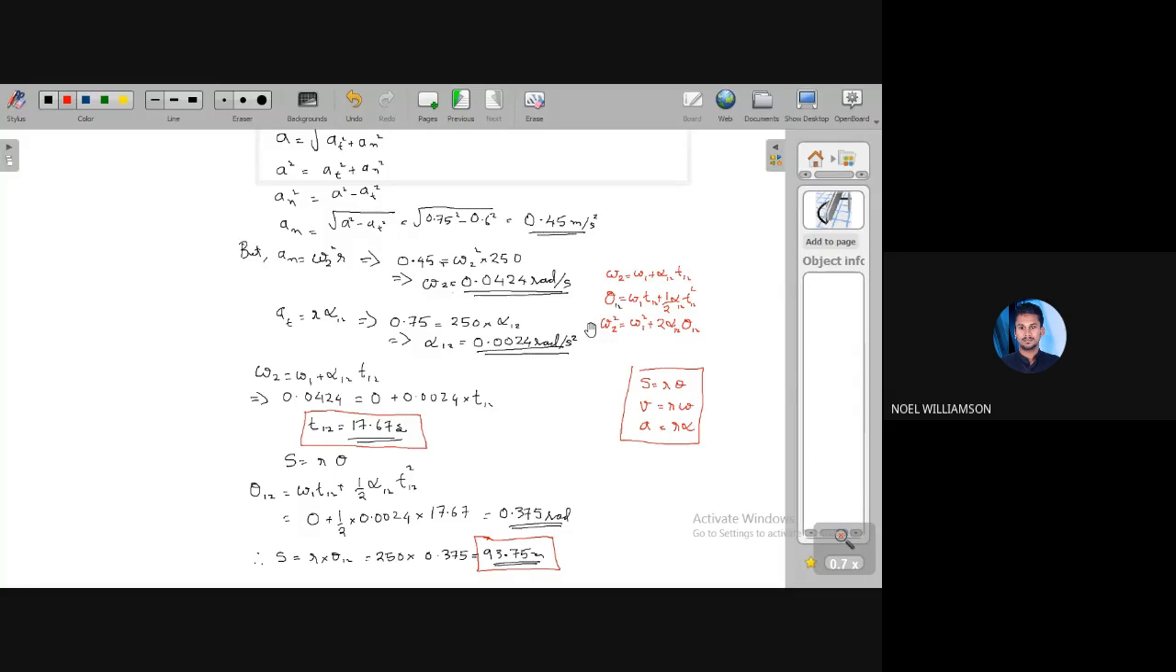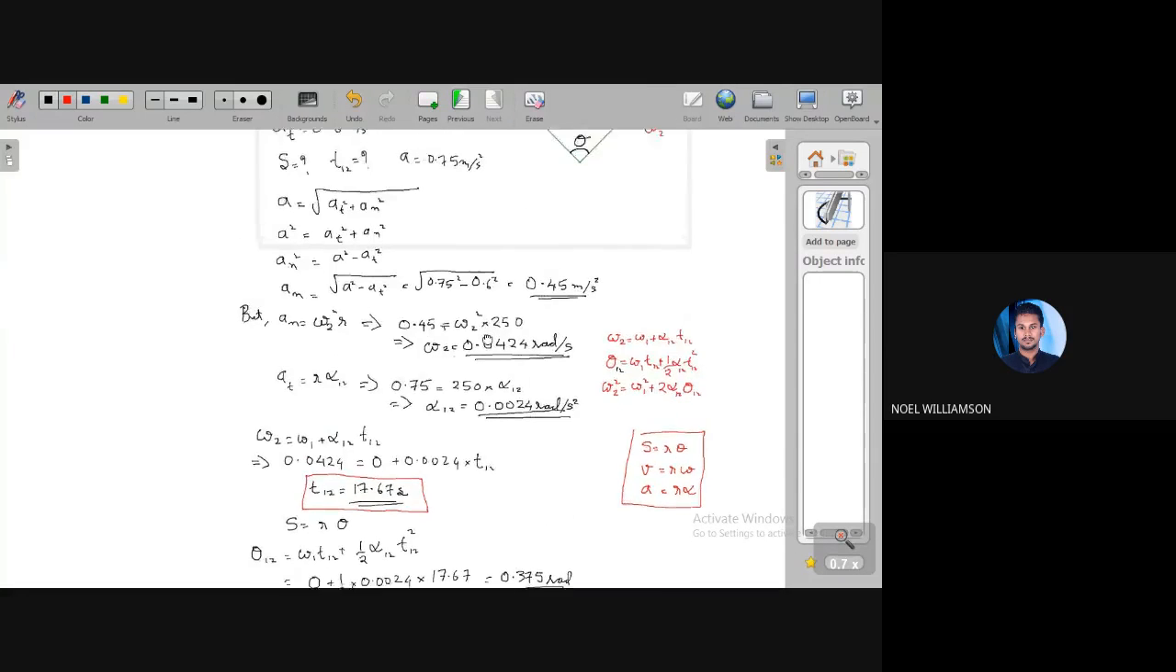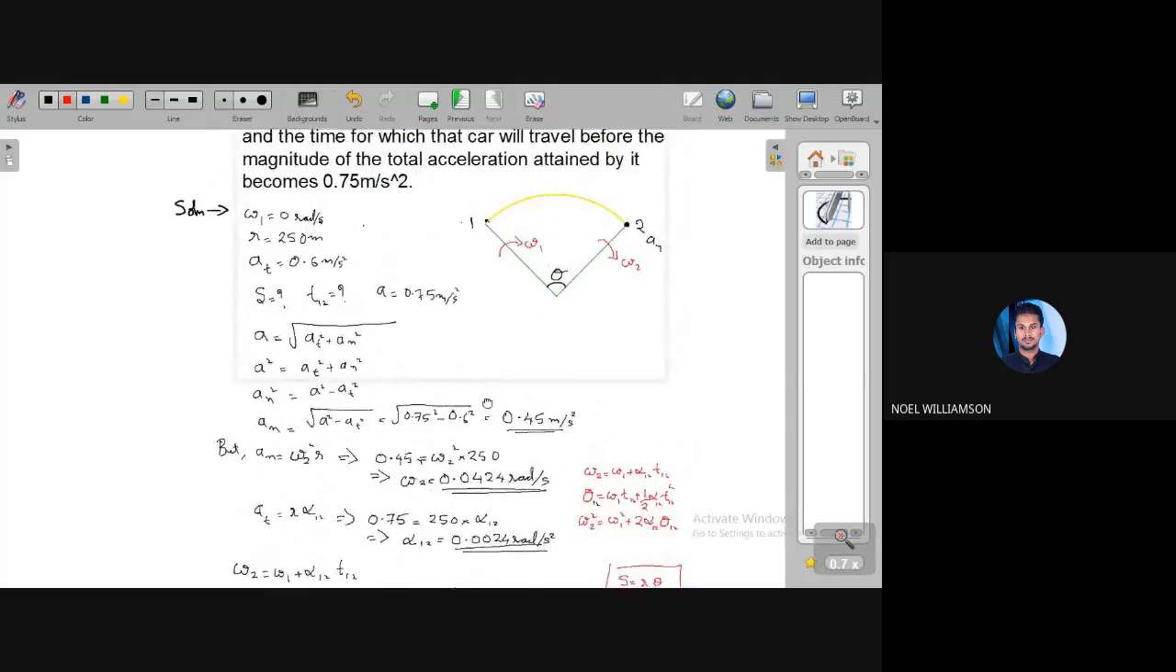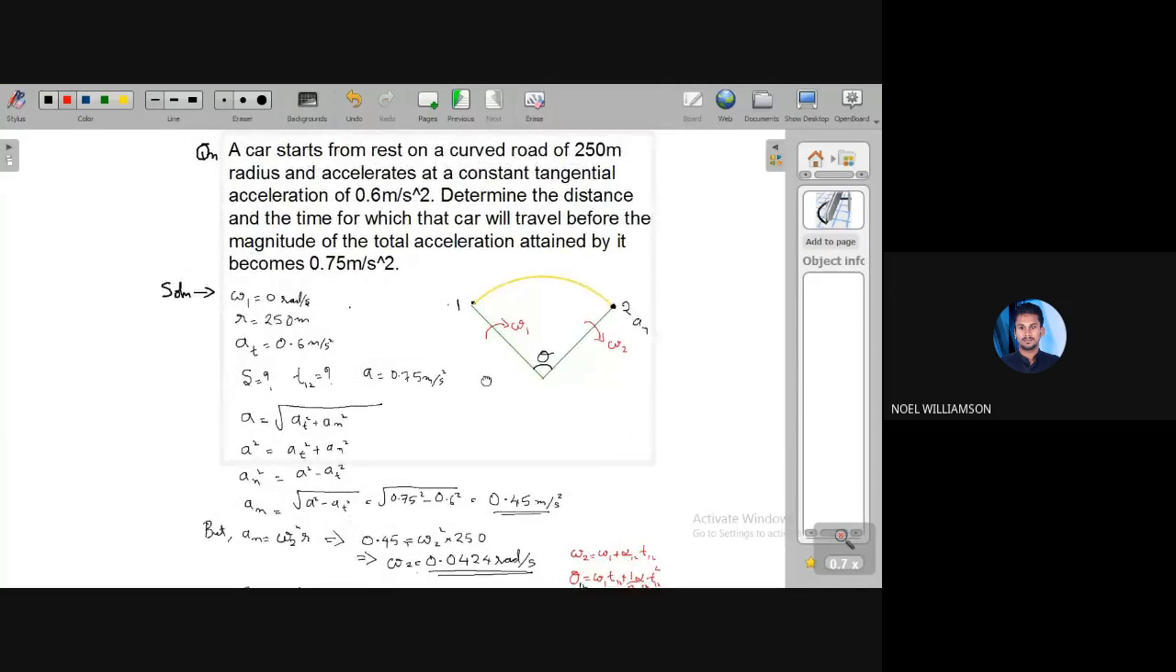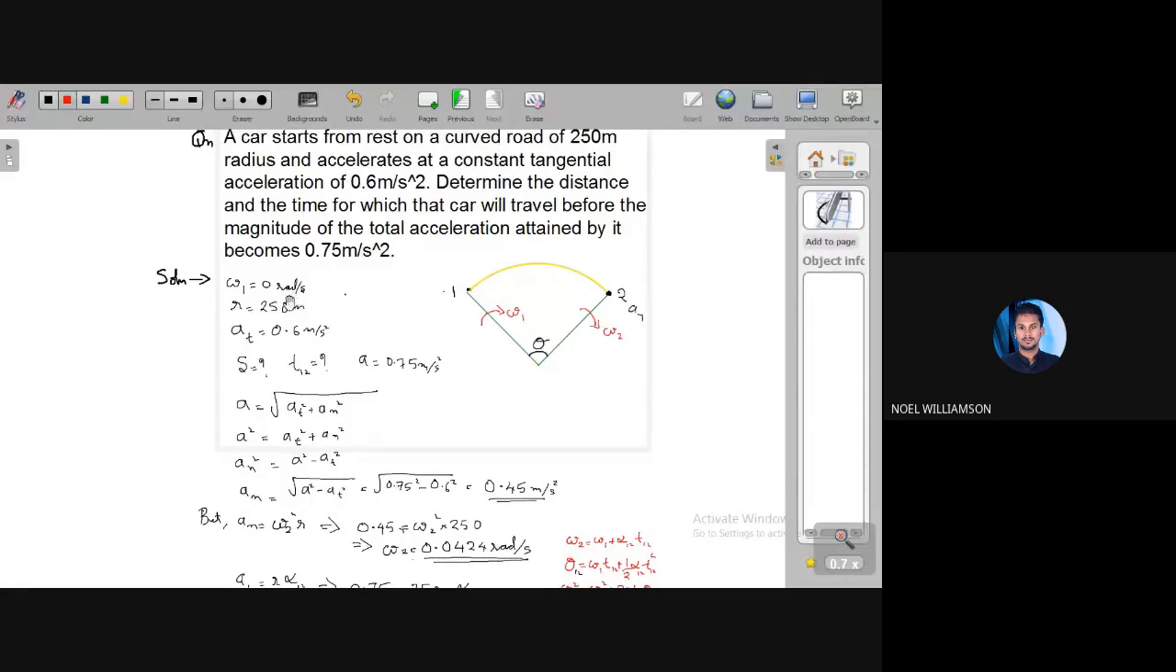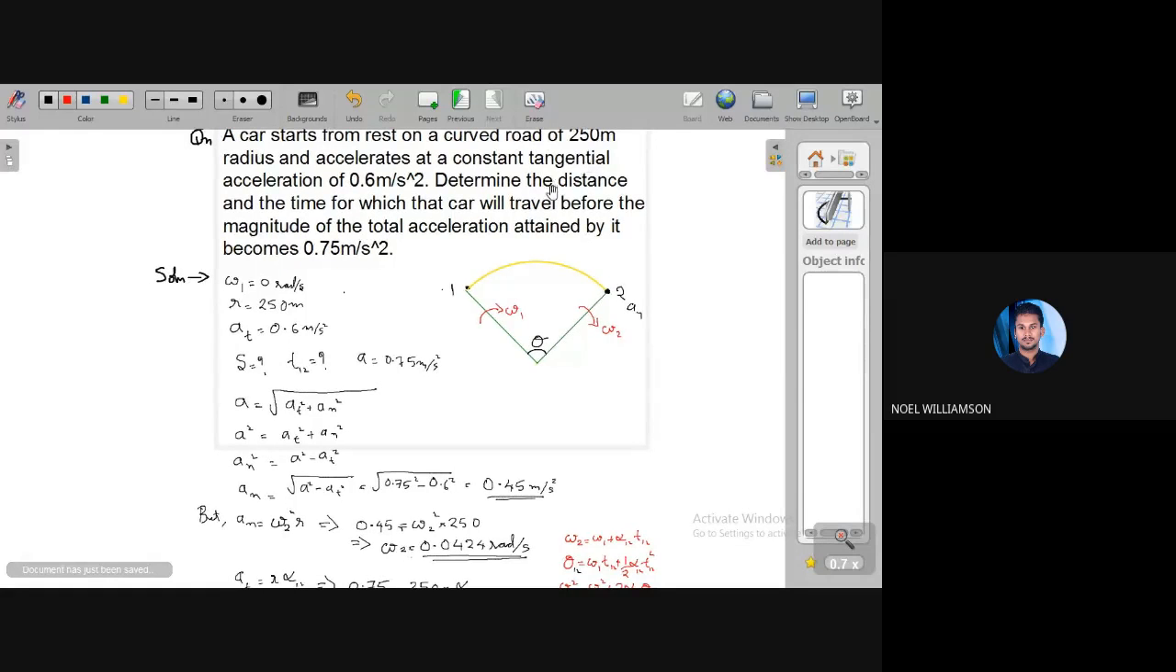So completed. I will just mention once more, this was the question. The car starts from rest, so omega 1 equal to 0, and the radius is given as 250 meters. It is given that there is a constant tangential acceleration, so the component at is the same for 1 and 2, that is 0.6 meter per second square.